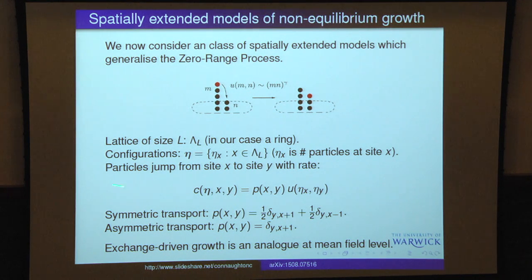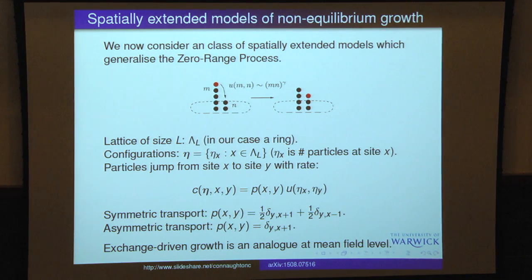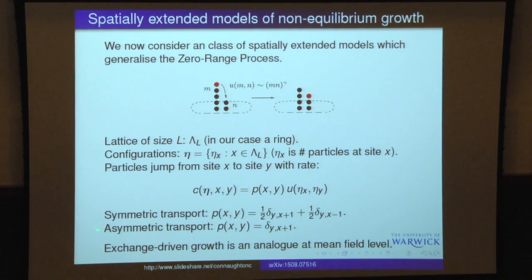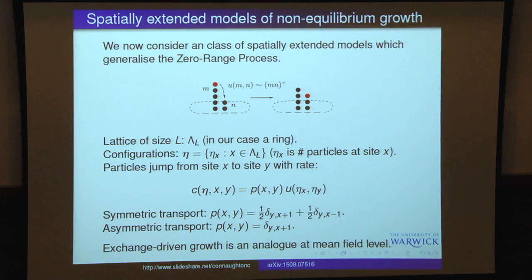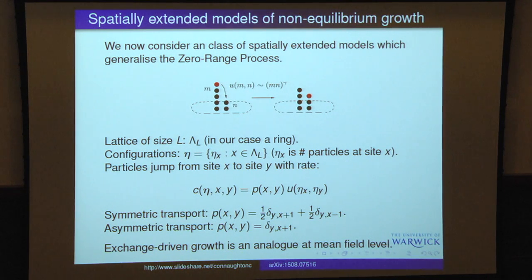And so particles just jump along the sites with these rates, and there are two cases: symmetric and anti-symmetric transport. They're the two extreme cases. In the asymmetric case, particles are only allowed to hop, say, to the right or to the left, it doesn't matter, but by convention we'll consider hopping to the right. In the symmetric case, particles can hop right and left with equal probability.